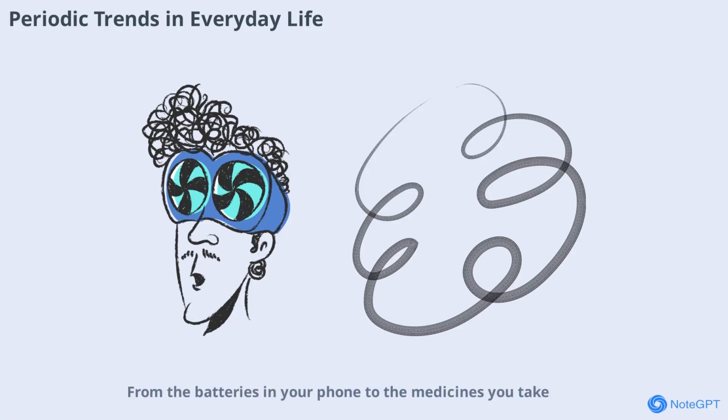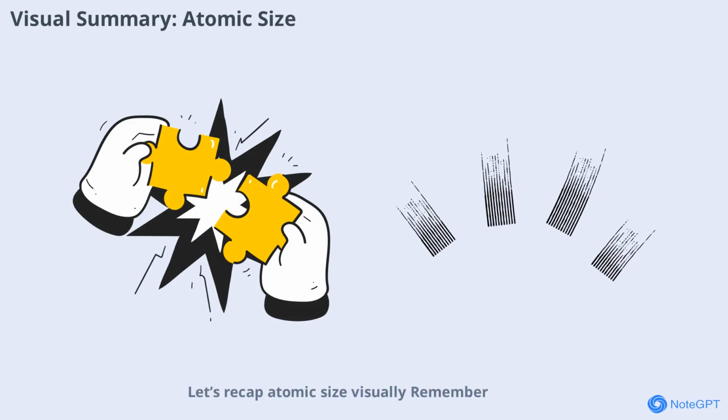From the batteries in your phone to the medicines you take, understanding how elements behave helps scientists design better products. The periodic table is more than just a classroom tool, it's a guide for innovation. Let's recap atomic size visually. Remember, atomic size increases as you move down a group and decreases as you move across a period.